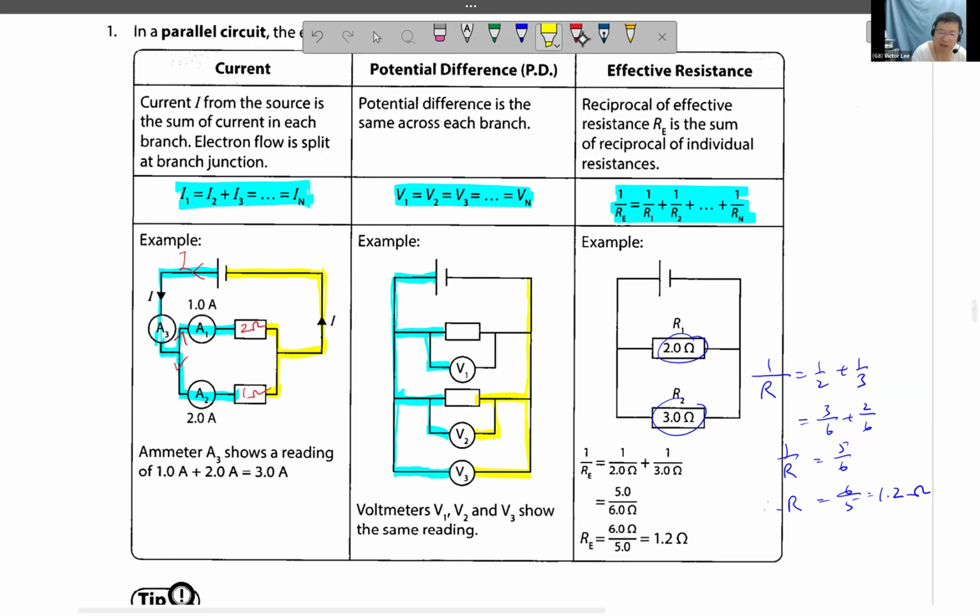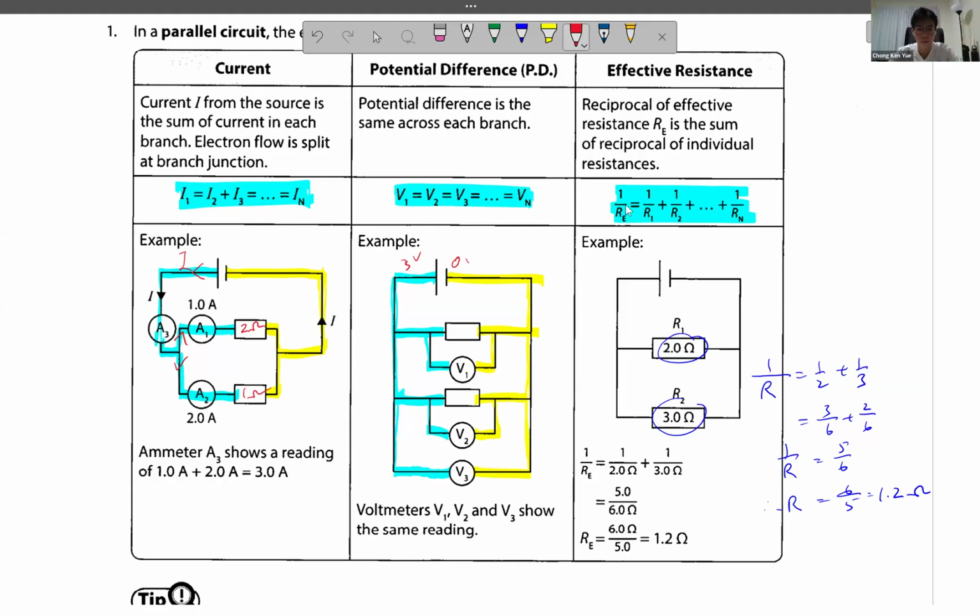So you realize that down here, if it's, let's say, 3 volt and 0 volt, obviously across all these will be 3 volt, all the same, because it's the same potential across. So the potential of a parallel circuit is all the same. Okay?